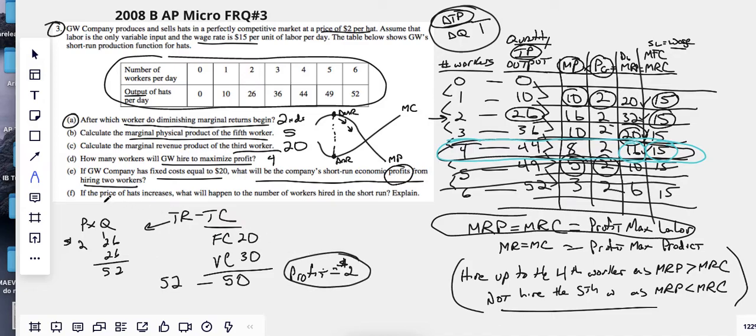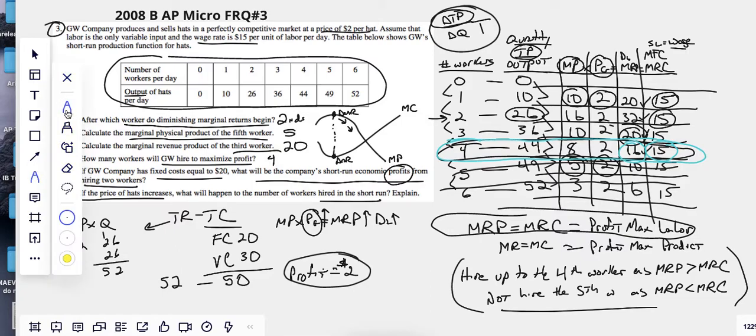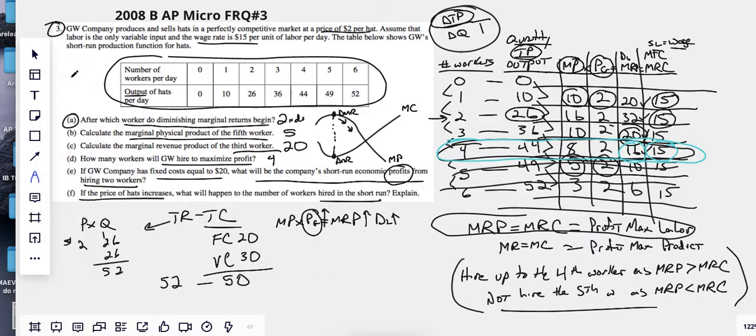$2. All right. If the price of hats increases, what would happen to the number of workers hired in the short run? What we tend to know is marginal product times the price of the good is going to equal the marginal revenue product. If the price of that good, the price of hats goes up, our marginal revenue product has to go up, which means the demand for labor has to go up. Let's just draw it real quickly so you can see it. You should be able to recognize it and be able to draw it.